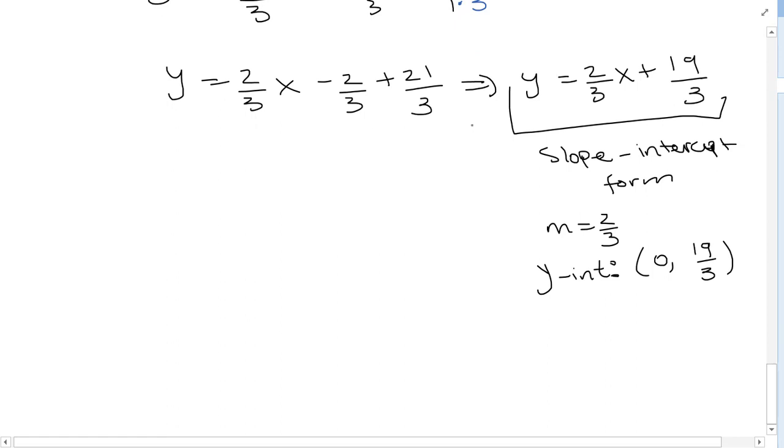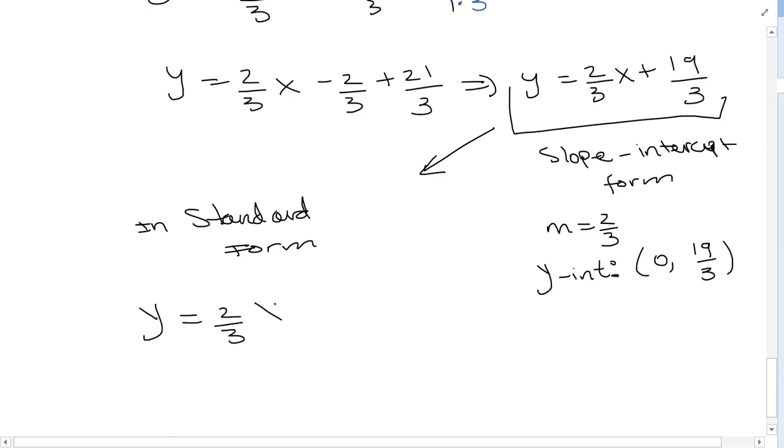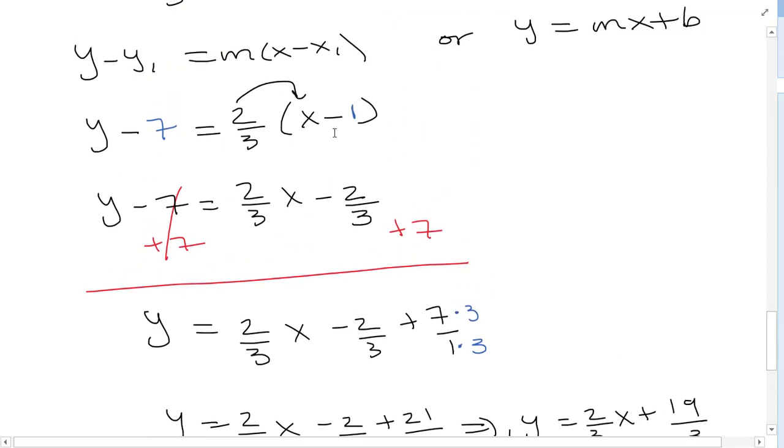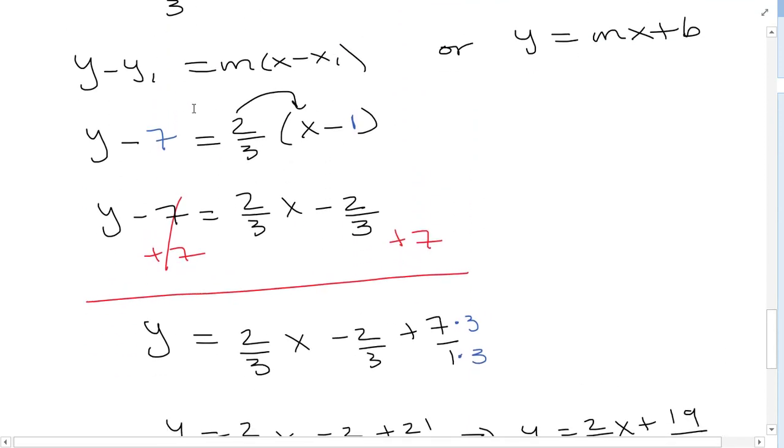Now if you want to write it in standard form, that means we want to have the x and the y on the same side and no fractions. So far I have y equals 2/3 x plus 19 thirds. That's a funny looking number, 19 thirds. So let's make sure that I did my math correctly. Looks like we did it correctly.